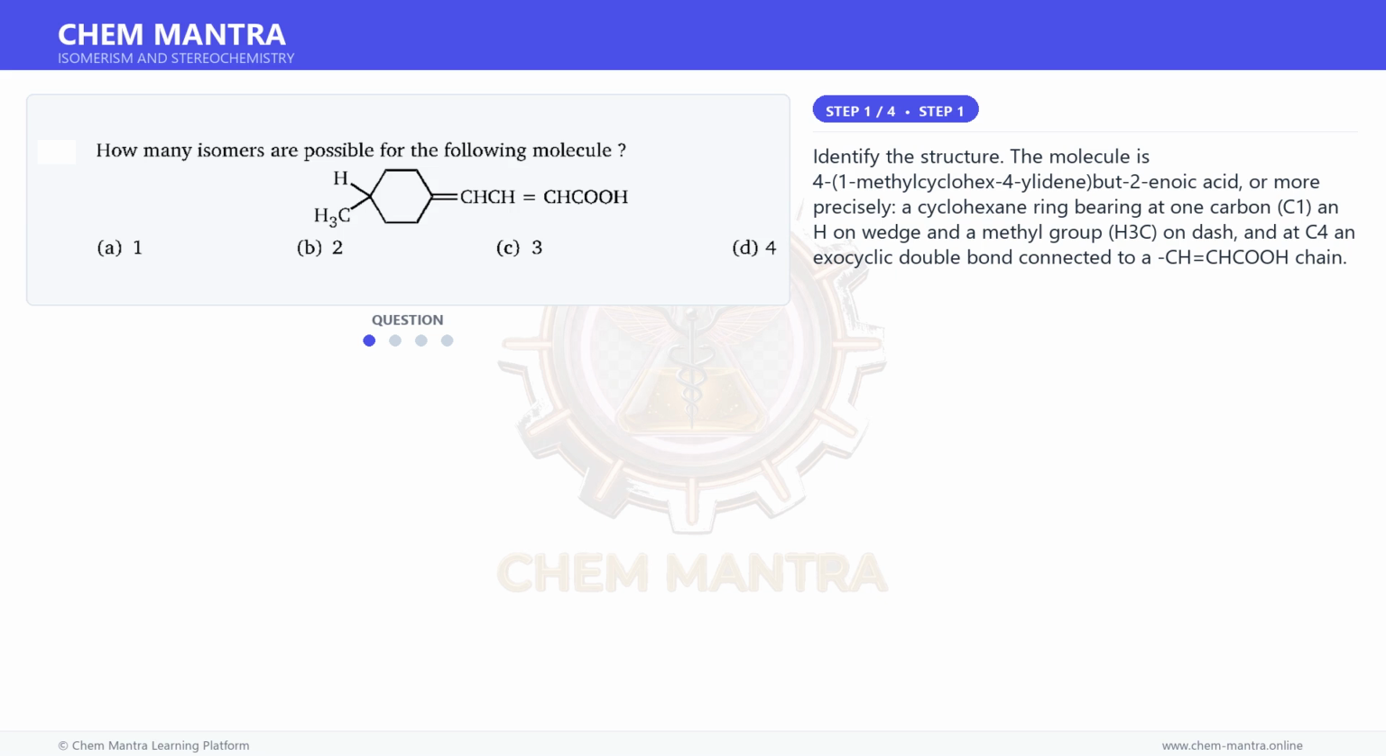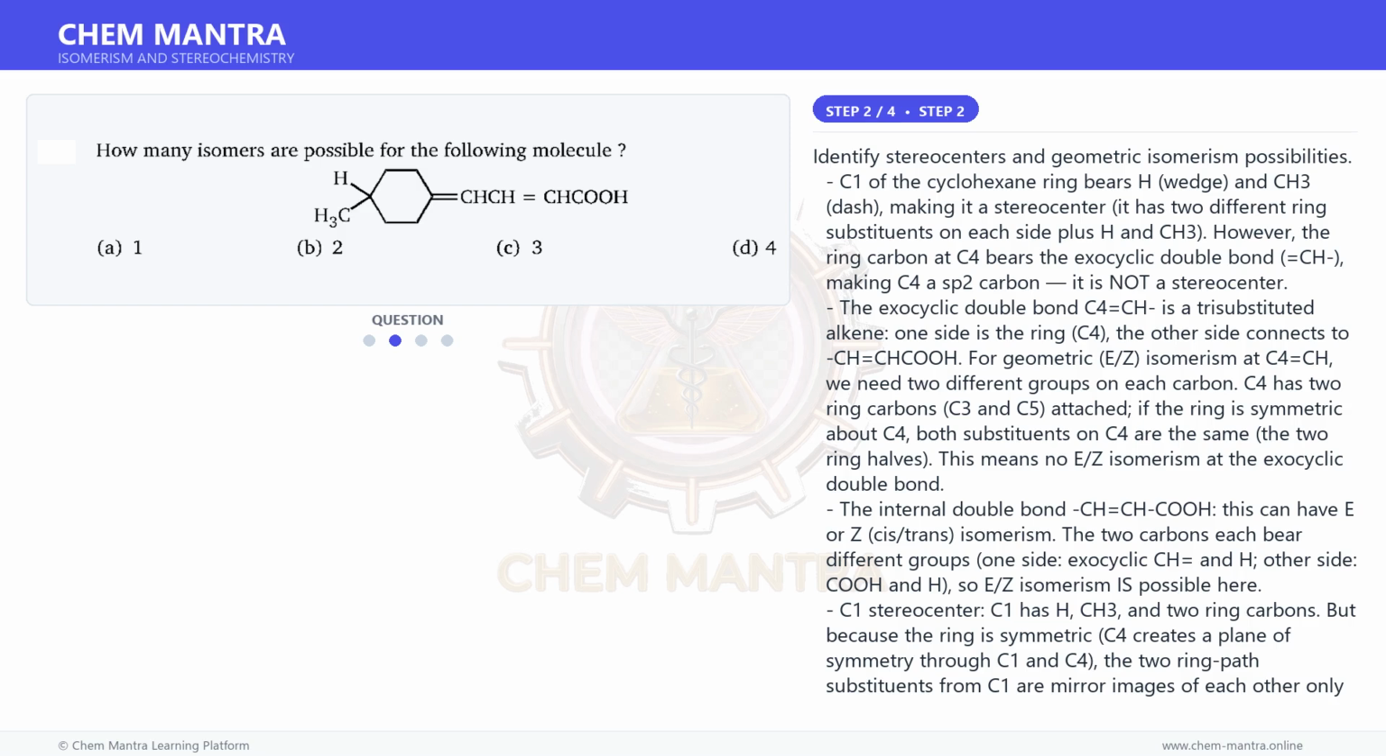4-(1-methylcyclohex-4-ylidene)but-2-enoic acid, or more precisely, a cyclohexane ring bearing at carbon 1, C1, an H on a wedge and a methyl group, H3C, on a dash, and at C4 an exocyclic double bond connected to a CH=CH chain. Moving on to the next step.